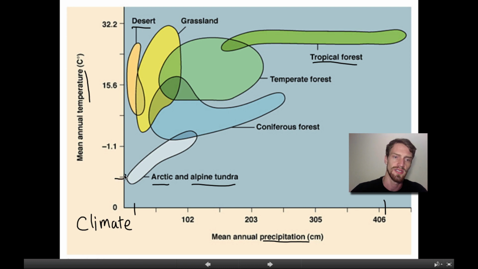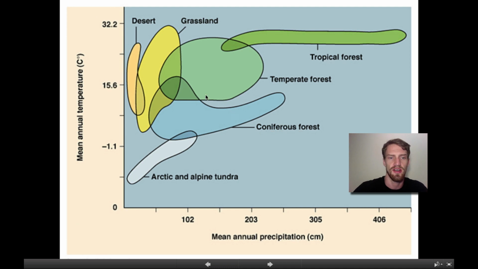Temperature-wise, again, the coldest thing would be the Arctic or the Alpine tundra. And then as we get into about 15 degrees, this is approximately equal to about 60 degrees Fahrenheit. And 32 would be about 90 degrees Fahrenheit. So if you're used to using Fahrenheit, at the very hottest, we'd have things like the desert can be very hot, as well as tropical rainforests. Grasslands can be really, really hot. The coniferous forests, that would be like the taiga or the boreal forest, they're going to be much cooler. So on average, they're going to be about zero, so almost always frozen.